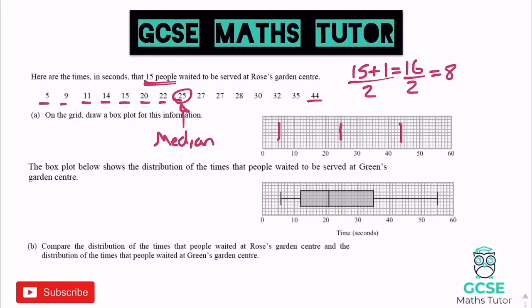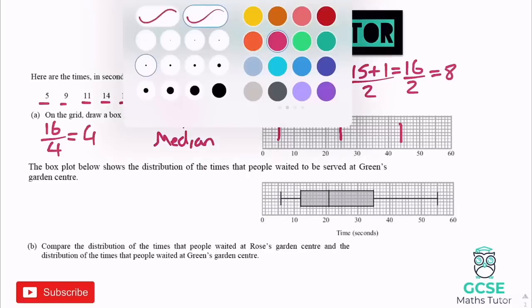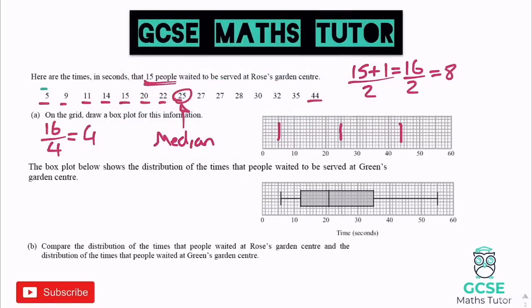And let's find our next one. So using what we did a minute ago, 15 plus 1 is 16, and if we divide that by 4, that'll find us our quarter. So we've got 16 divided by 4 this time rather than 2. Or you could just halve the 8, and that gives us 4. So we're looking for the 4th person along. Let's do this in a different colour. So 1, 2, 3, 4. There we are.